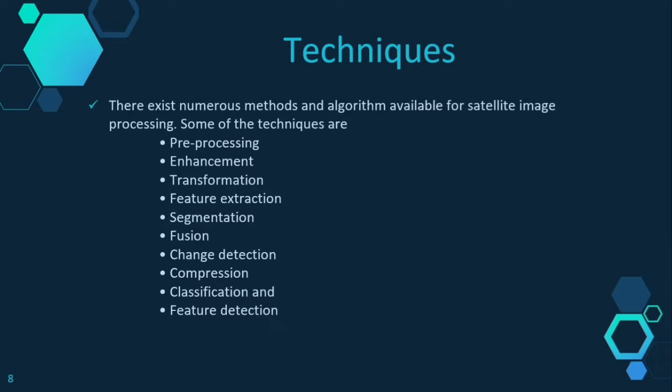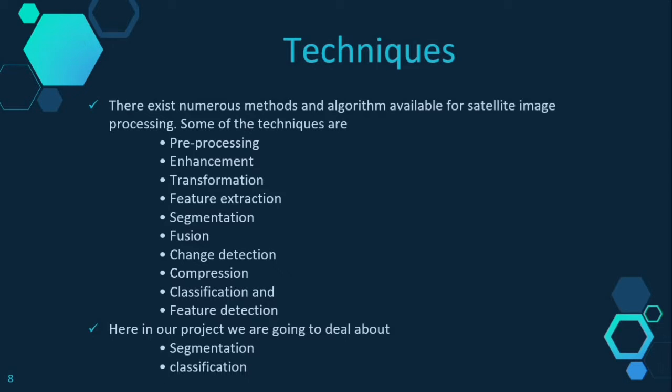Then segmentation, in which a digital image is broken into various subgroups like image segments. Then fusion, which gathers all the important information from multiple images. Then change detection, which is used to find changes between two or more time periods of images. Then compression, as the satellite data is of bigger size, it is used to minimize the size. Then classification, which categorizes a group of pixels based on certain rules. Then feature detection, which is used to find the features in the images. Here in our project, we are going to deal with two things. The first one is segmentation, the next one is classification.